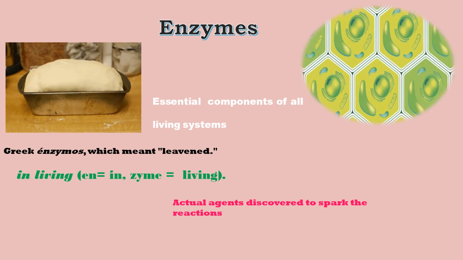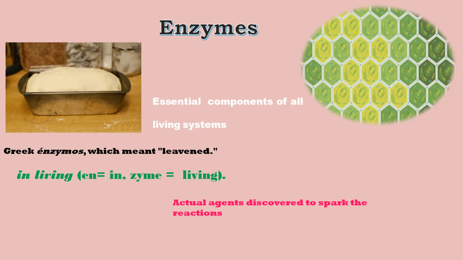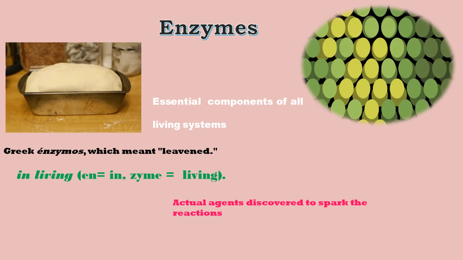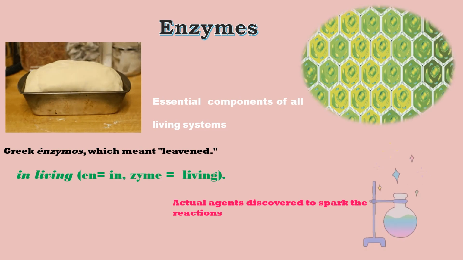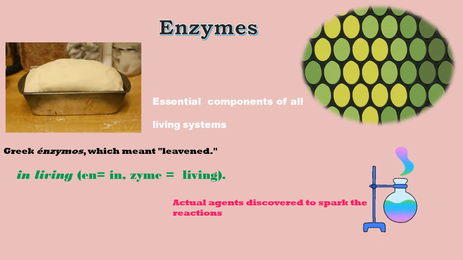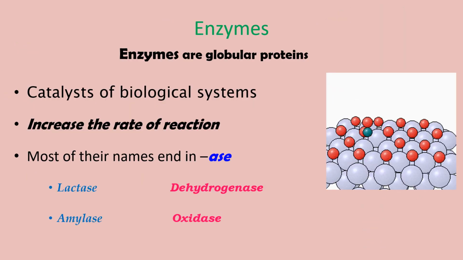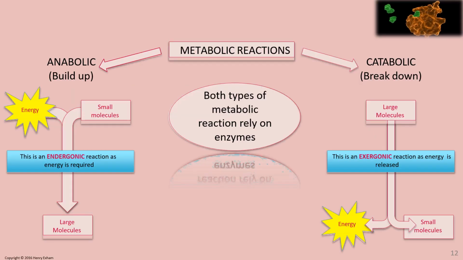So these are actual agents which have been discovered to spark reactions, that is to initiate and speed up different kinds of reactions. Now looking at enzymes, their nature are globular proteins. They are catalysts of biological systems. That means they enhance the rate of a reaction. And most of their names end with ASE. So examples, we have lactase, amylase, dehydrogenase and oxidase.